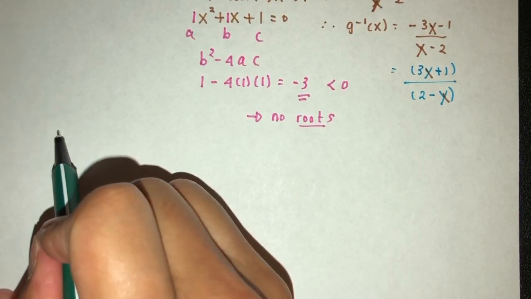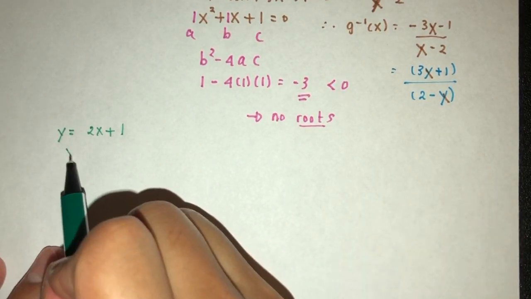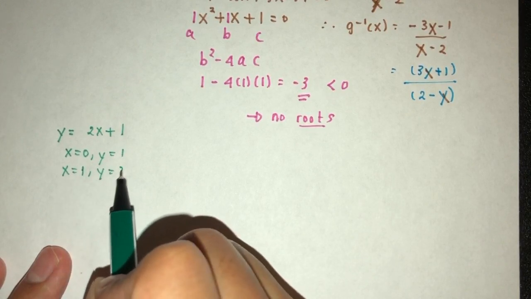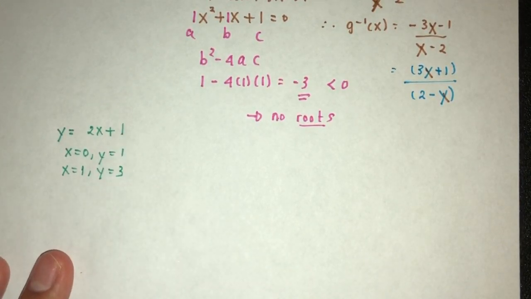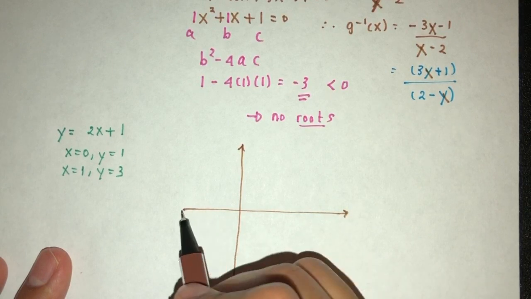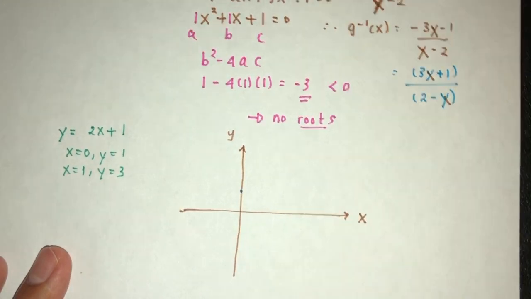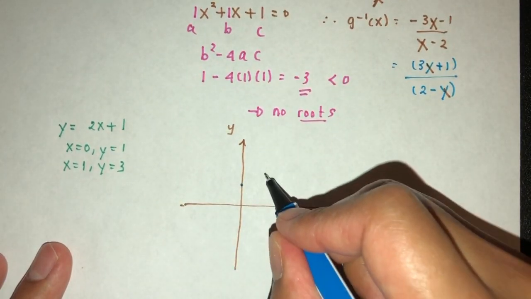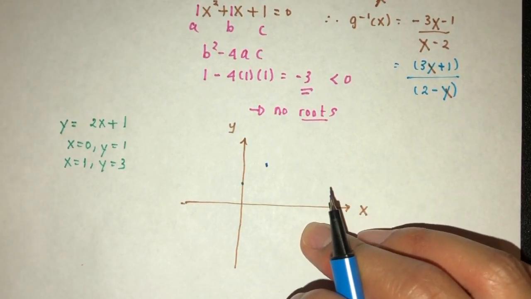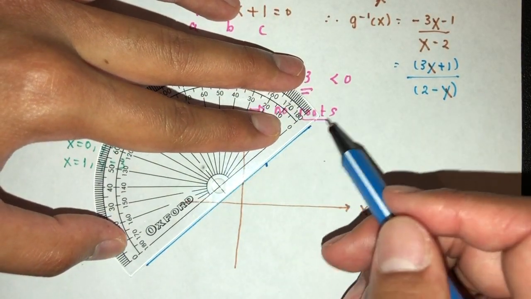So first, we have f of x, which is y equal to 2x plus 1. This is simply a straight line, right? When x equal to 0, y will be 1. When x equal to 1, y will be the value of 3, right? We have two passing points, we can form that straight line. This is the y-axis and the x-axis. The first point, let's say it's here, for example, and the second point, let's say it's somewhere over here. Now by joining those two, I will form my straight line, right?